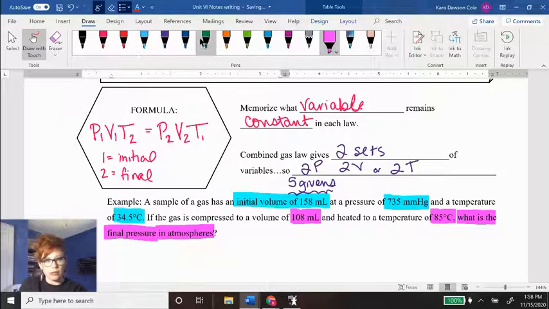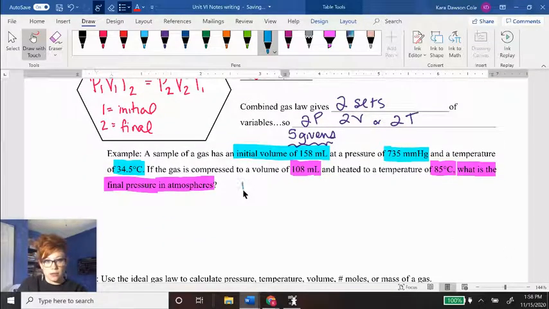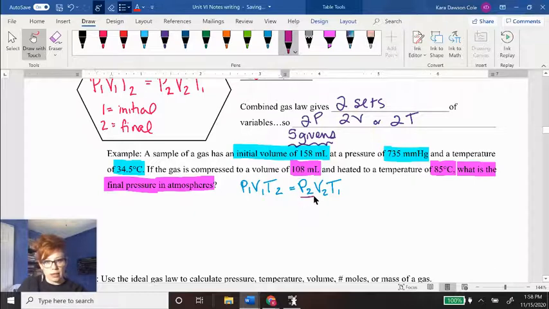So there are a couple of things that I have to do here. First off, write out your equation. So I've got P1V1T2 equals P2V2T1. I am looking for the final pressure, so I'm looking for P2. I'm going to box in what P2 is.